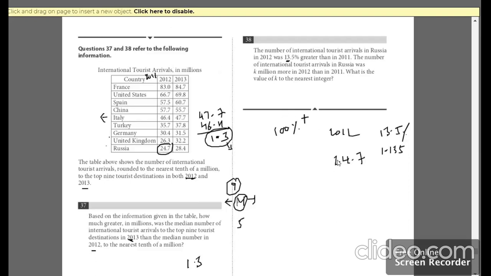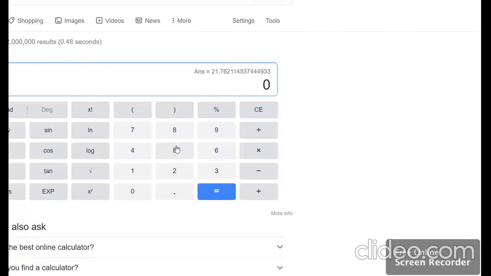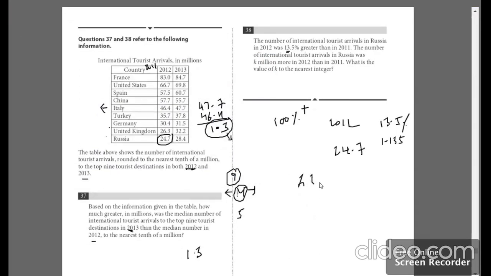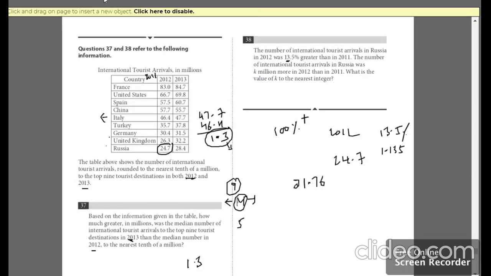So if you look at it, when we divide 24.7 by 1.135, it gives us the answer 21.76. So 21.76 is what we got. Now if we subtract, remember they are asking us for the answer to the nearest integer, so we don't want the answer in decimal. So 24 minus 21 will give us the answer 3. That is the exact answer.